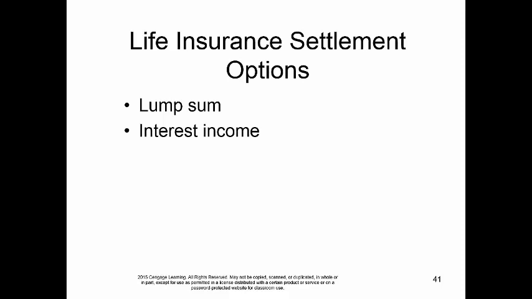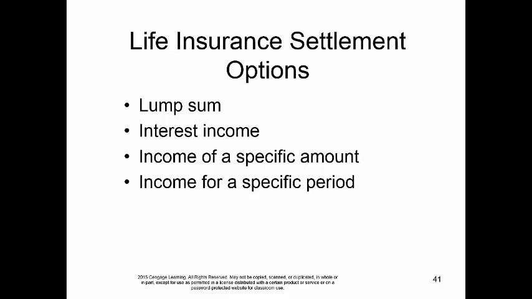Settlement options, first is lump sum. Second is interest income. Interest income would simply pay you the income that accrued on the policy based on that rate of return, whatever it was during the given year. Income of a specific amount, you would draw that specific amount until the value in the account went to zero. You could have income for a specific period, so you could draw the settlement for 10, 20 years, for example. Income for life is effectively you would be buying an annuity with the proceeds of the policy, and it would guarantee you income for life.